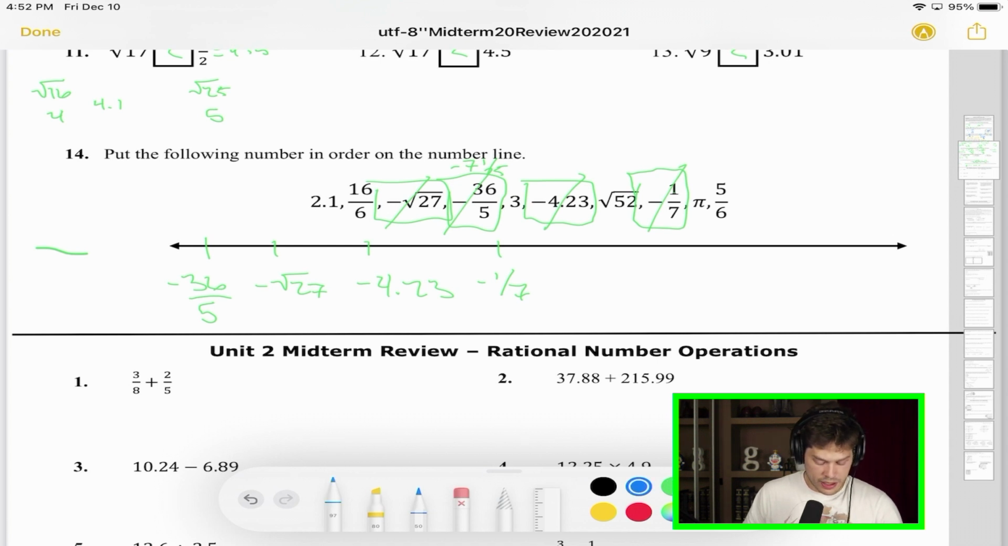Okay. For our positive values, 16/6, this is 2 4/6, or 2 2/3. Don't forget this 3. Square root of 52, that's 7 point something, let's just say 7.2. Then we have pi.